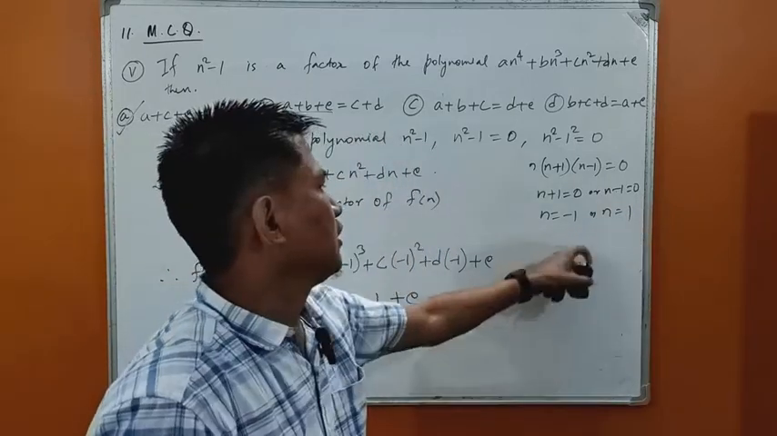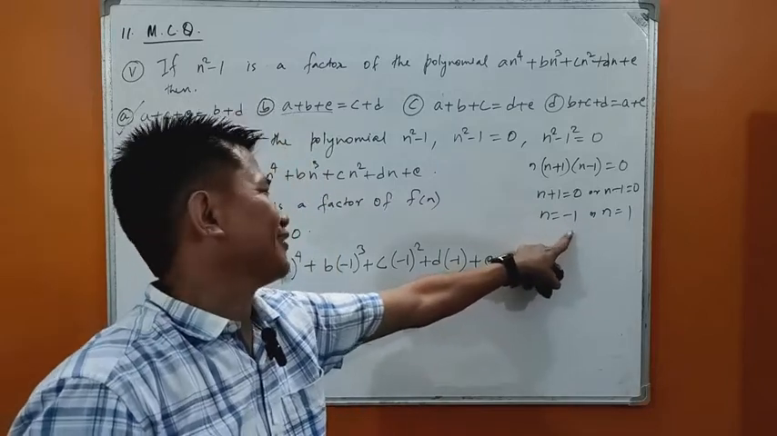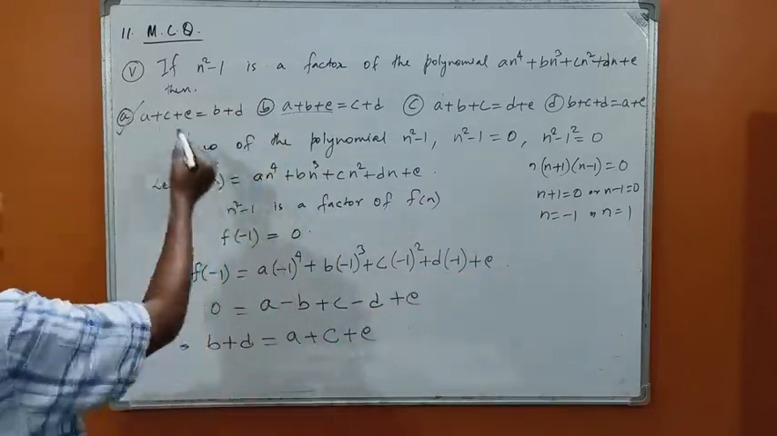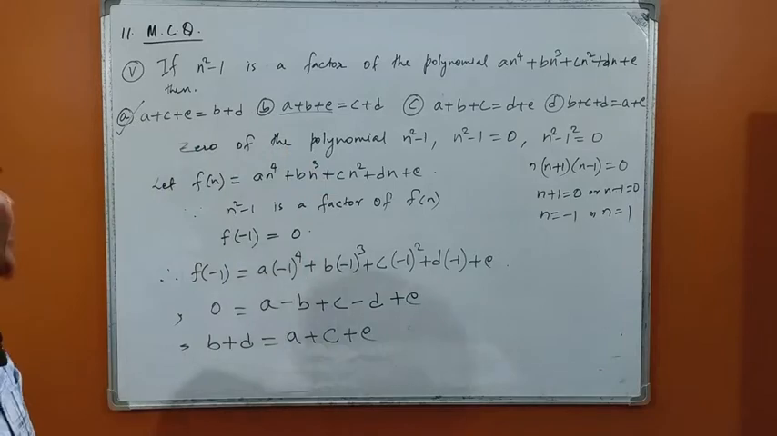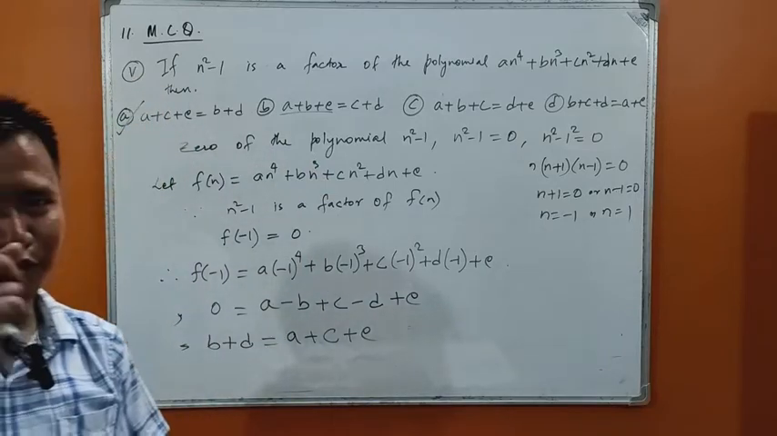Instead of n equal to 1, we should be clever enough to take n equal to minus 1, so that the sign will change and the equation will be fulfilled. So the correct option is option A. I hope you understood this.